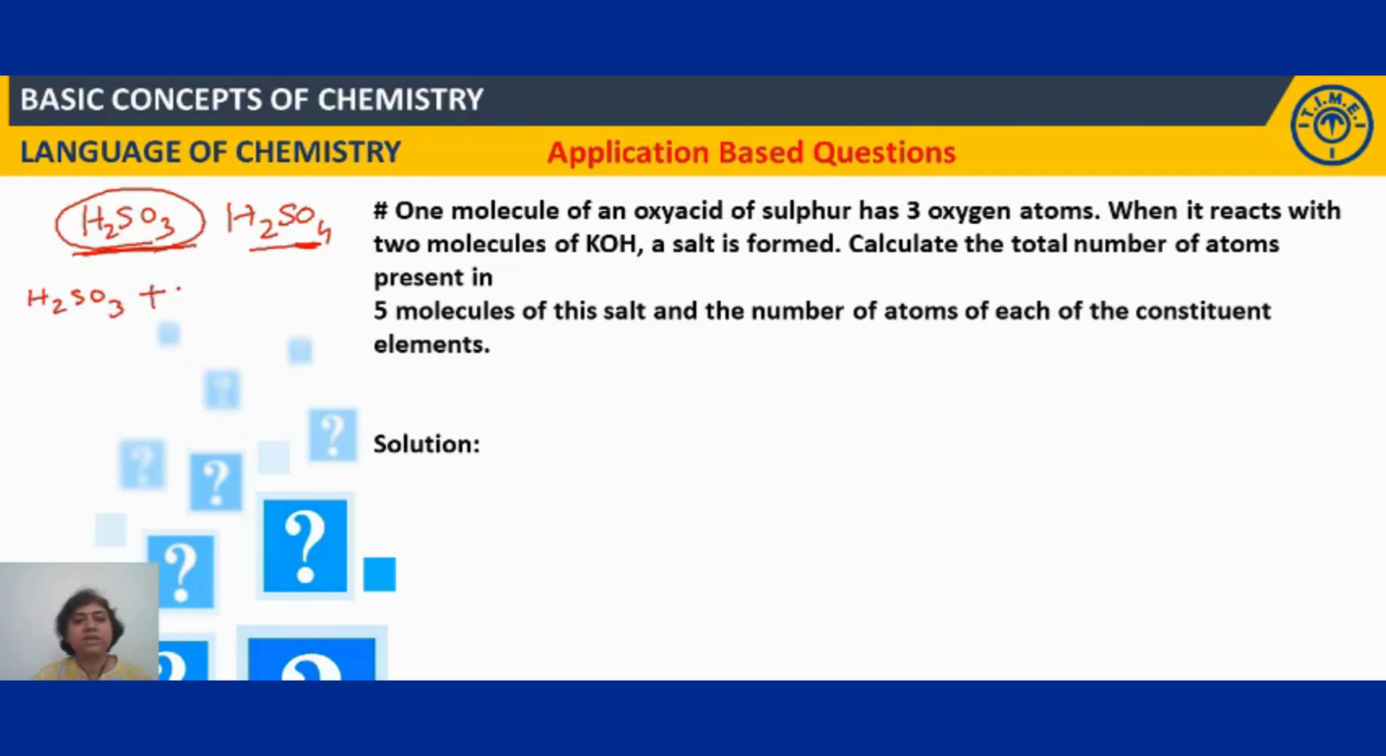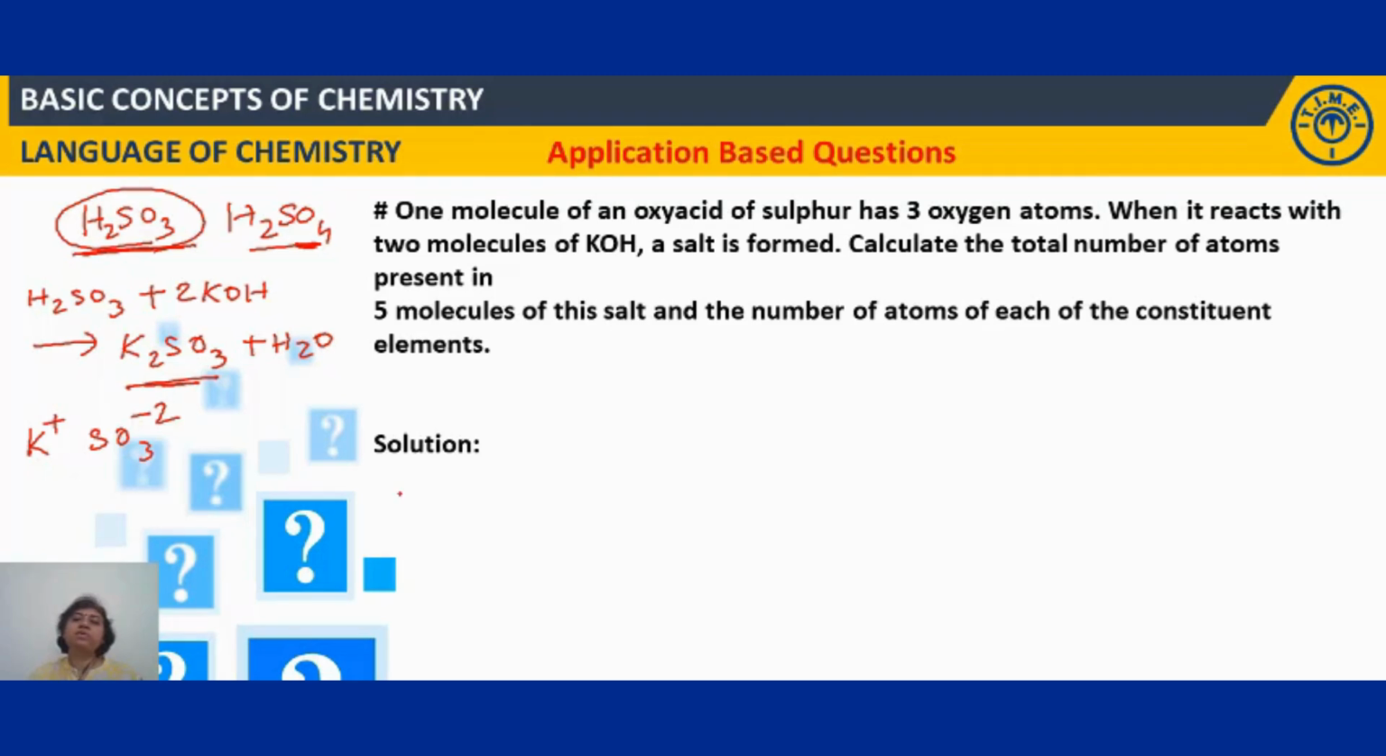H2SO3 plus 2 molecules of KOH. When they react, they will definitely form K2SO3 plus H2O. Because in the salt, potassium has +1 valency and the SO3 sulfite radical has -2 valency. The formula of the salt should be K2SO3, right?